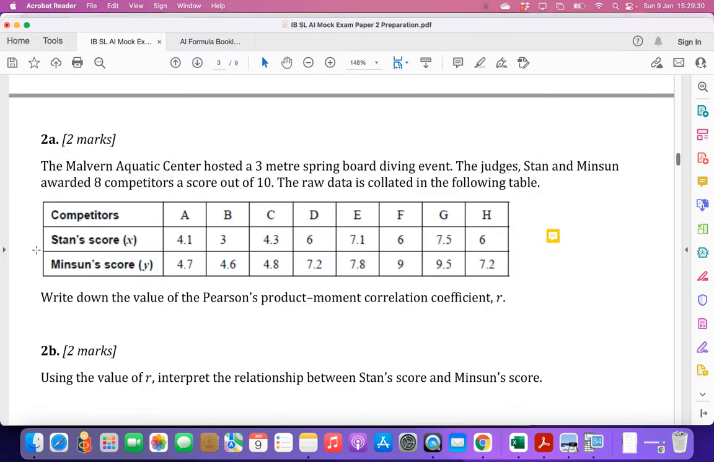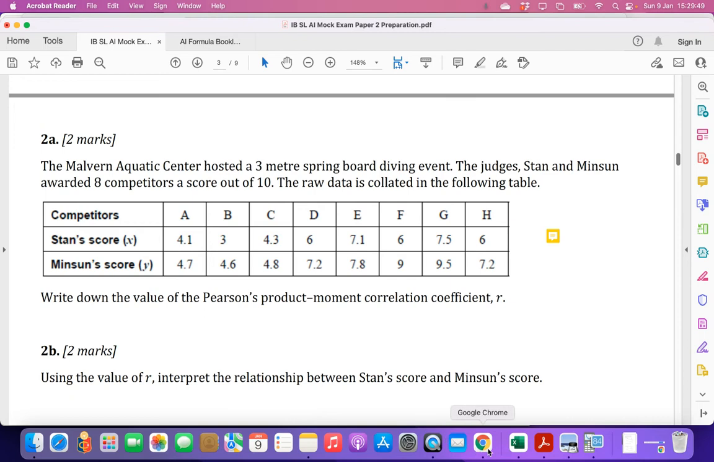Okay, on a new page, we're going to write question 2, and we're going to answer these questions. Looking for Pearson's here. What is the product moment correlation coefficient for this data?